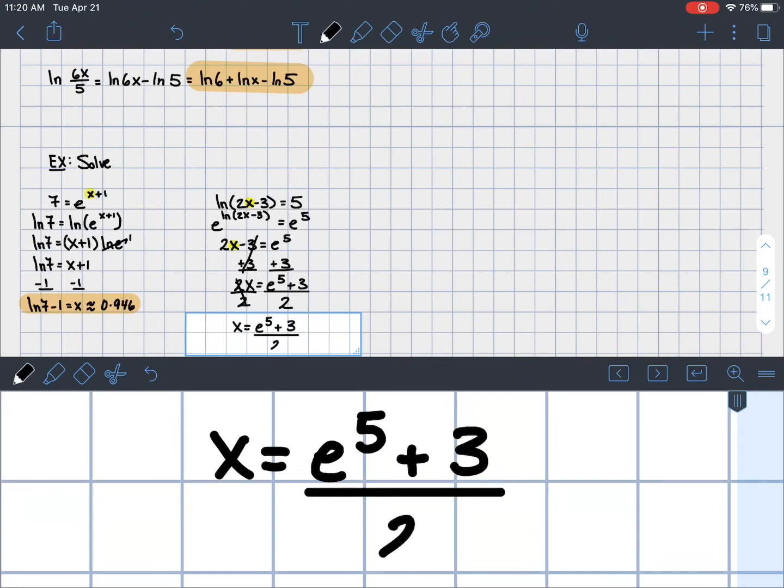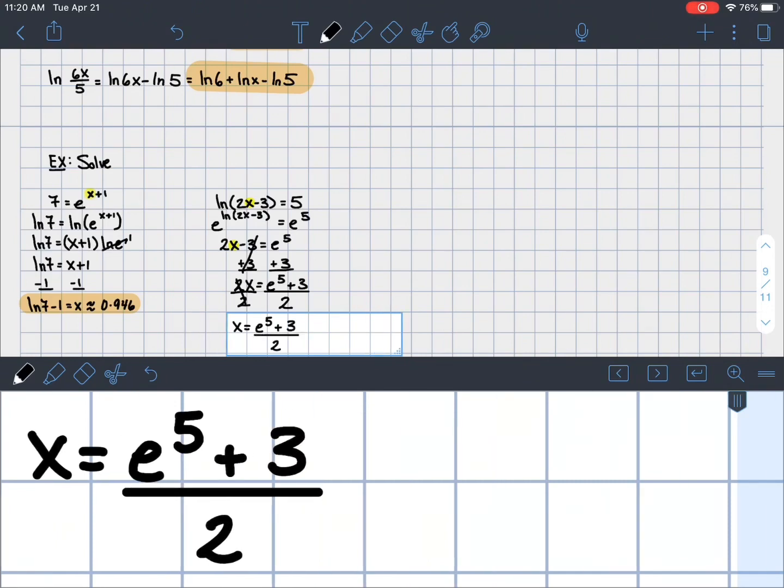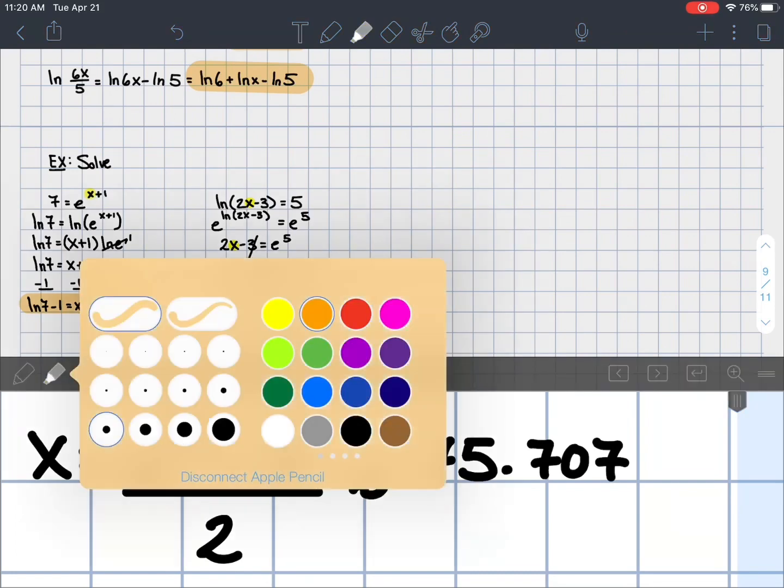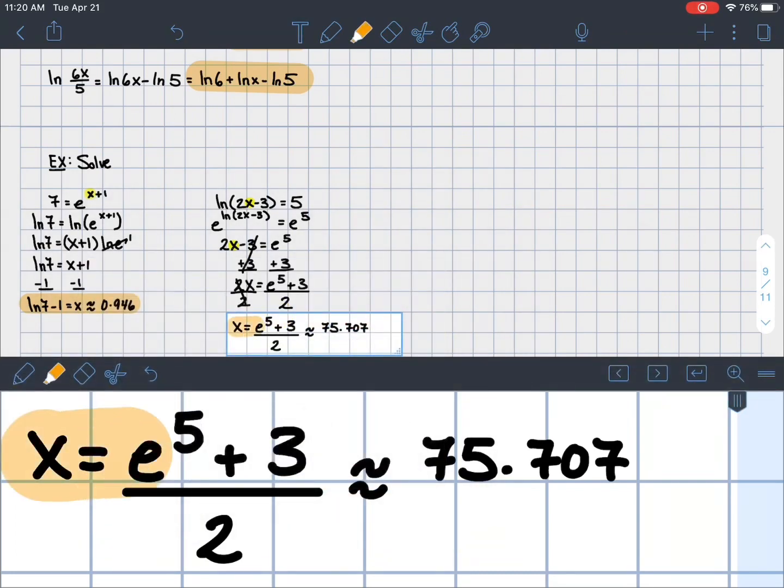Or you can take it a step further. You might be asked in a question to use your calculator to find an approximate answer. If you do practice this, you will get approximately 75.707. You'll have an exact answer here highlighted and an approximate answer highlighted. So ends the final topic.